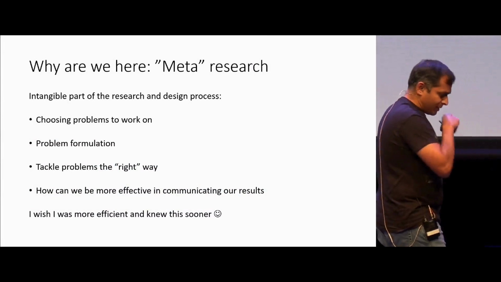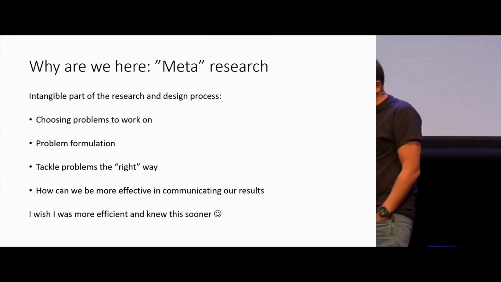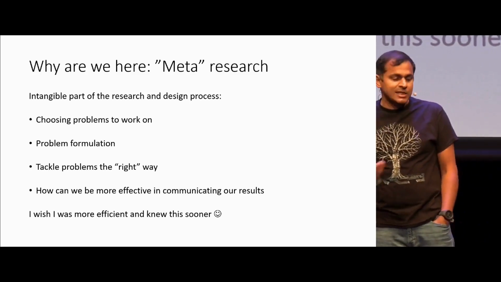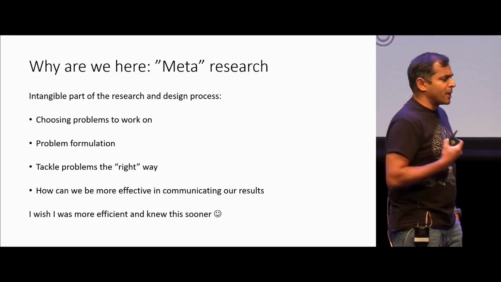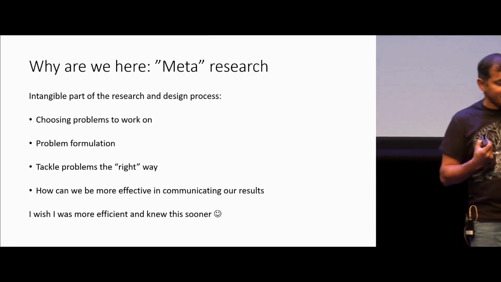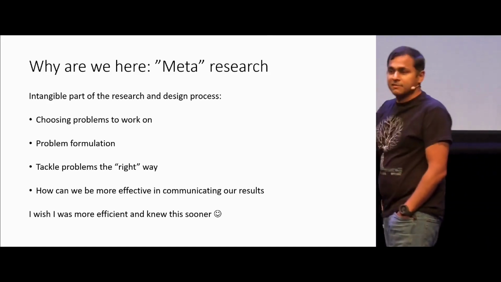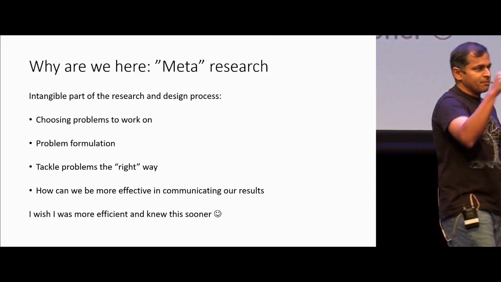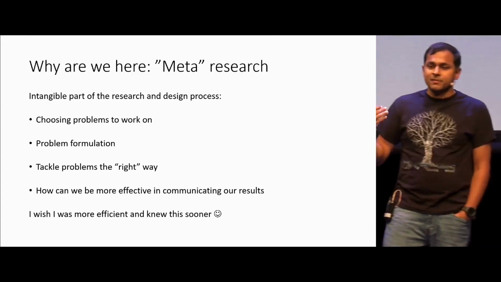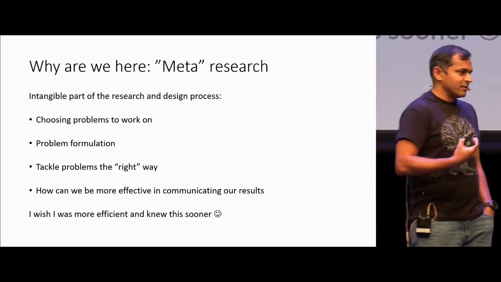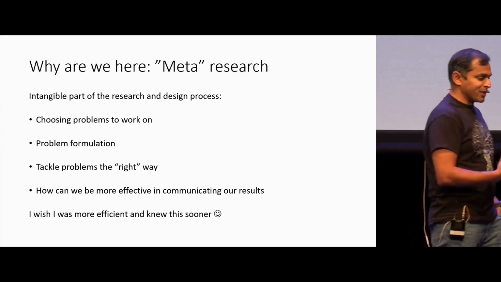Okay. So always start with the why. Why are we here? This is, to me, the meta aspect of research, which is the intangible part of how do we pick problems to work on? How do we formulate the problem? How do we tackle problems the right way? How can we be more effective in communicating our results to a broad audience? And I'm sure, like many people in the room, including me, I always wish I had known how to be more efficient in my own research. If I was more efficient, I could be more productive. I wish I had known this sooner.